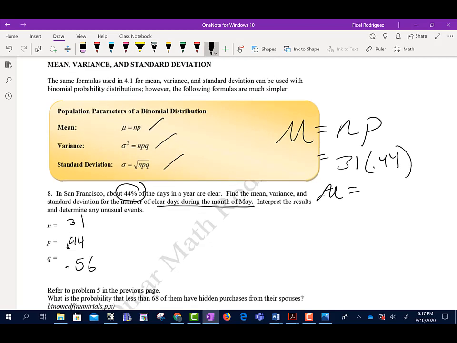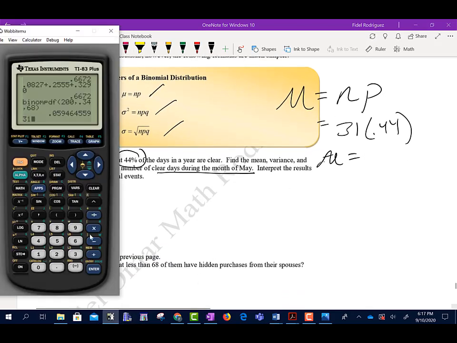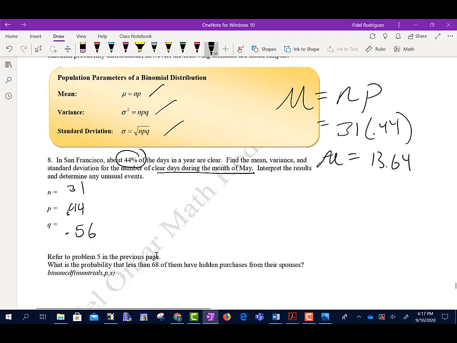So my mean is going to be 31 times 0.44. 31 times 0.44 is 13.64. Okay, so that's how many, on average, clear days we're going to have in the month of May. All right, let's find the variance.